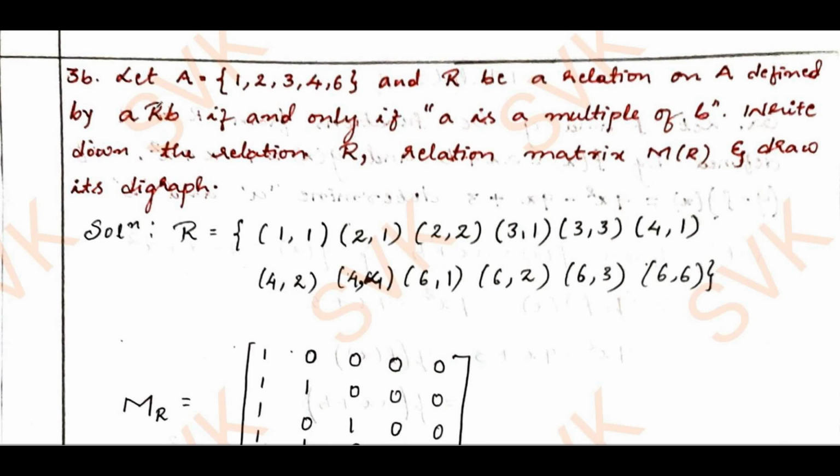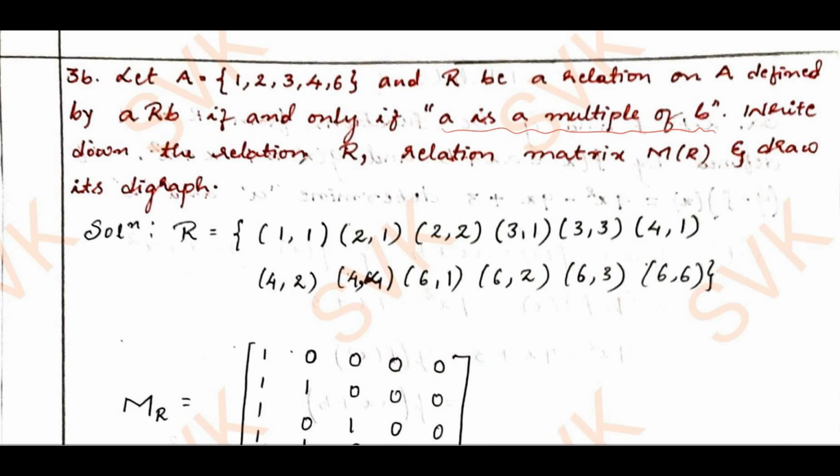So moving on to question number 3b, let A equal to 1, 2, 3, 4, 6. The given set A is 1, 2, 3, 4, 6, and R be a relation on set A defined by a related to b if and only if a is a multiple of b. They have given the relation as a is a multiple of b.